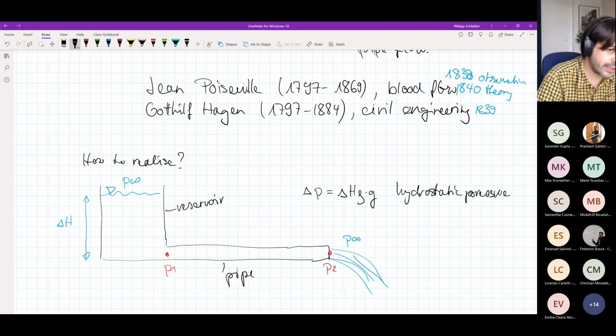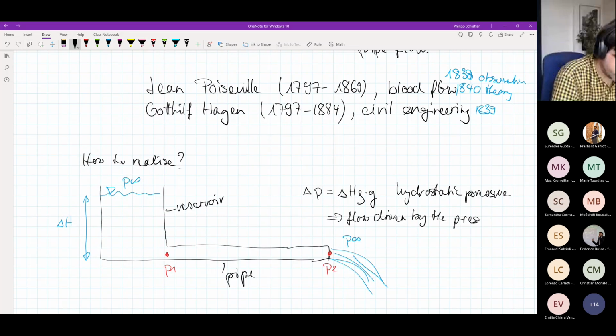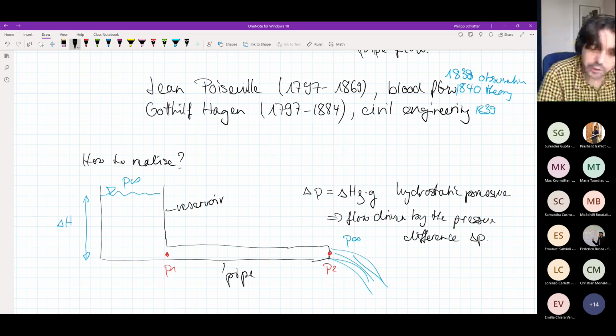And now the idea is that it is exactly this, that the pipe flow here is driven by the pressure difference delta P. So that is what makes the flow move here.